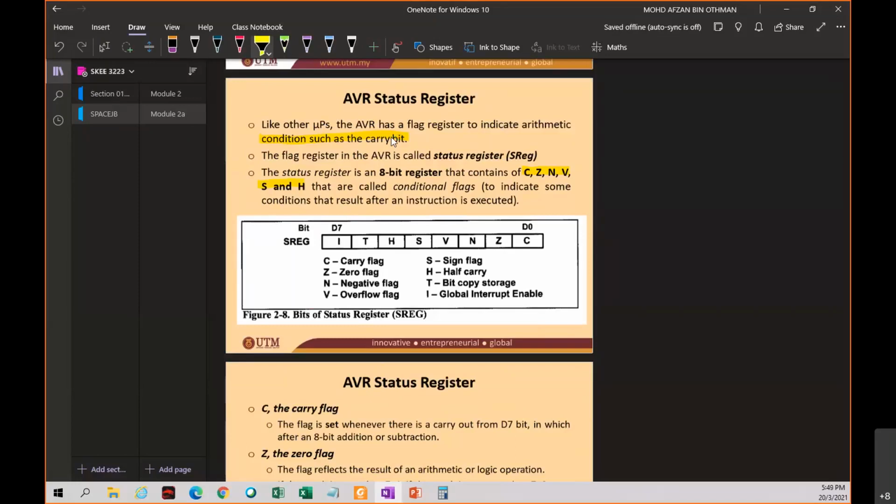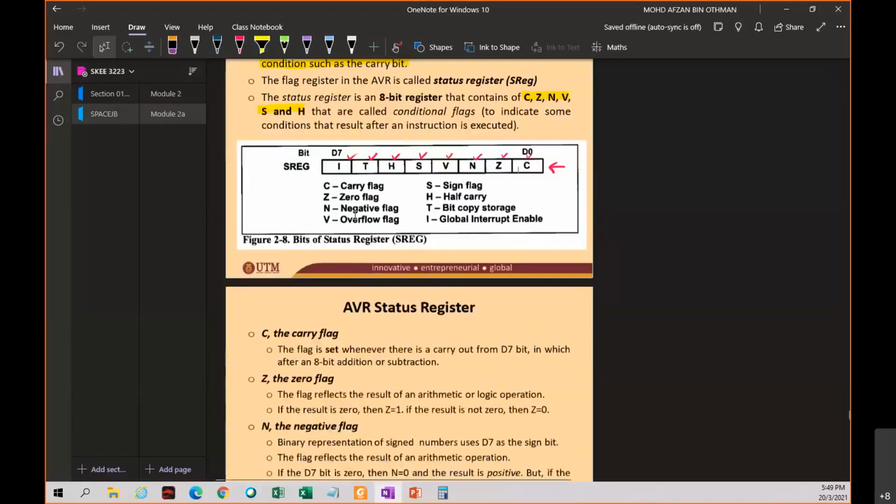Okay, so this one here we call a conditional flag, to indicate some condition that results after an instruction is executed. So this is your status register. If you look at it earlier, the status register is at the end of your IO. You have the I flag, T flag, H flag, S flag, V, N, Z, and C. So each of these flags will show what we call the status or condition flag.